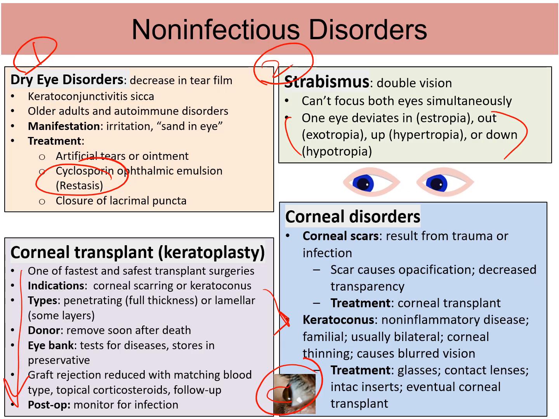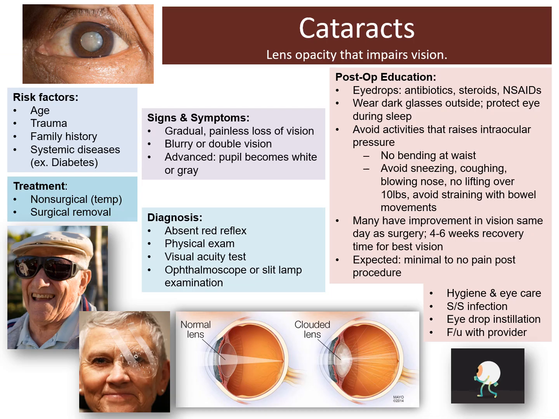Okay. Post-operatively, you want to monitor the eye for infection, and those signs and symptoms are the same as you would have for any other type of post-op procedure. Those 5 inflammatory responses plus infection, so the exudate, increased pain, that kind of stuff. And then we have some more corneal disorders, so corneal scars, and then that keratoconus we just talked about.